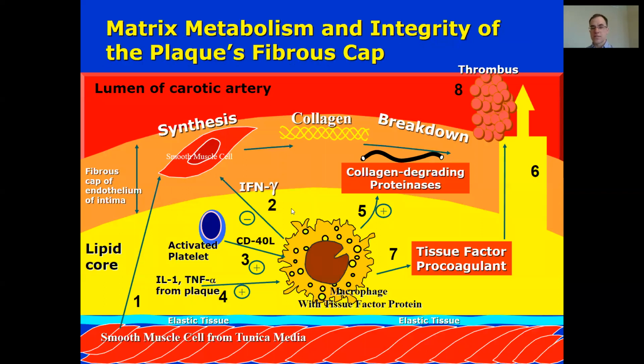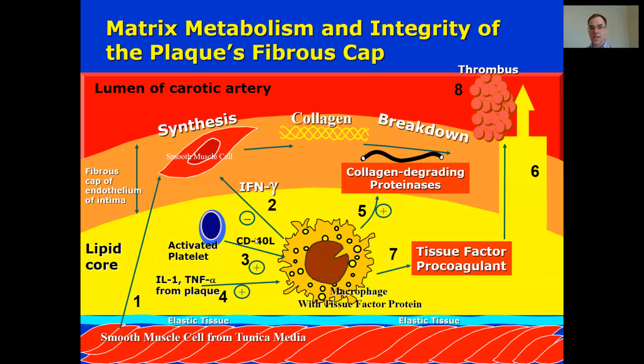And what this protein does is it causes the smooth muscle cell to stop producing collagen. So it reduces the synthesis of collagen by the smooth muscle cells. So you're not making any more smooth muscle cells or collagen to help continue the strengthening of the fibrous cap.